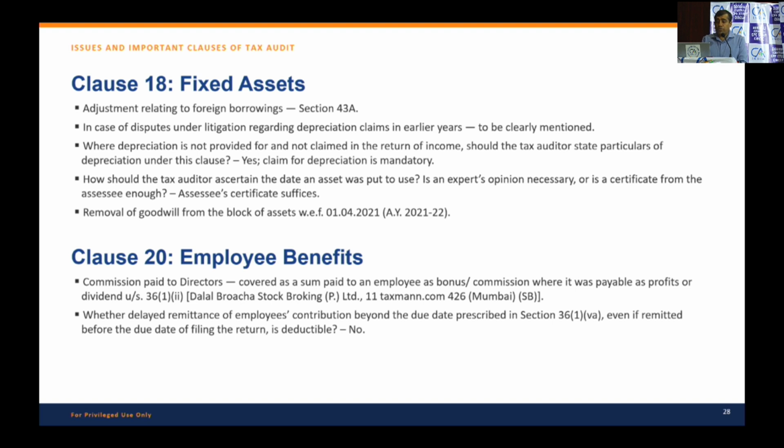Old provision 1/4/2021, but again just keep in mind that goodwill is now not a part of block. That has to be adjusted.